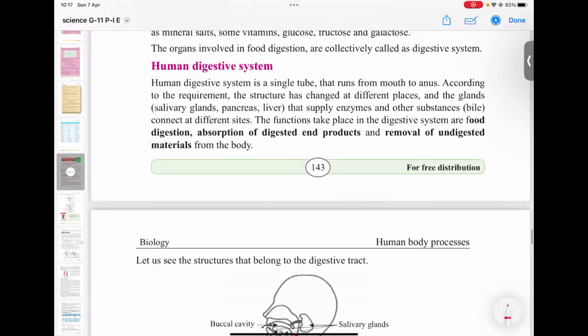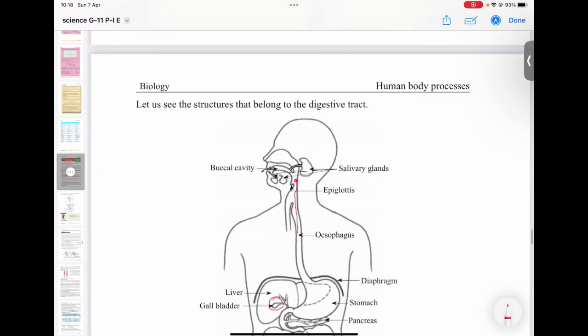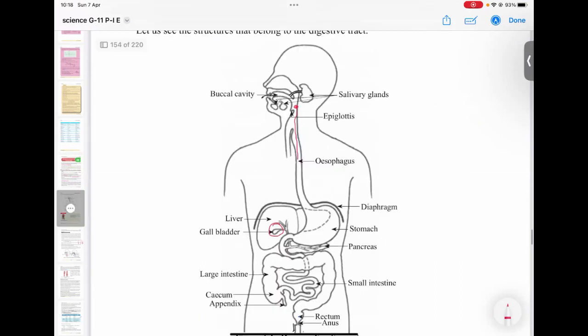Now, the human digestive system is somewhat different from other organisms. We don't need to know the differences, obviously, so you should know the human digestive system. It is a single tube that runs from mouth to anus. First, let's see the digestive tract. You can see the picture. This is the digestive tract.